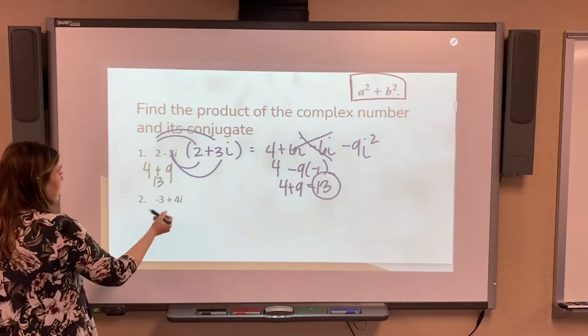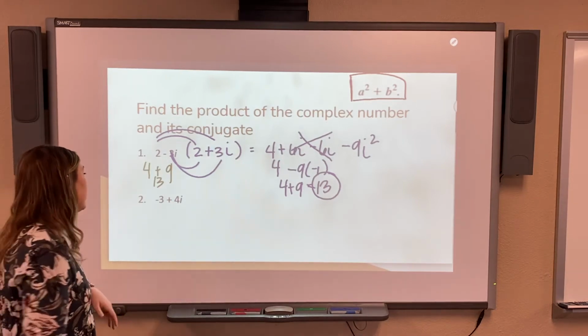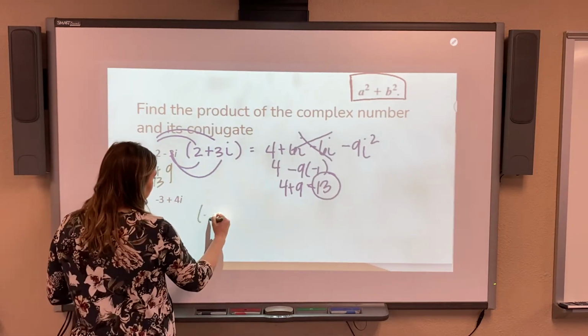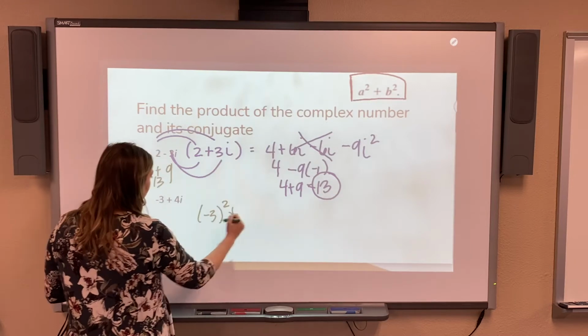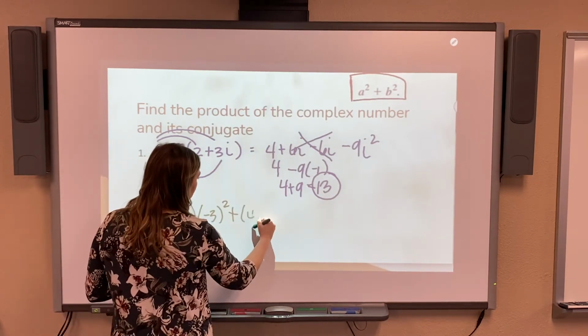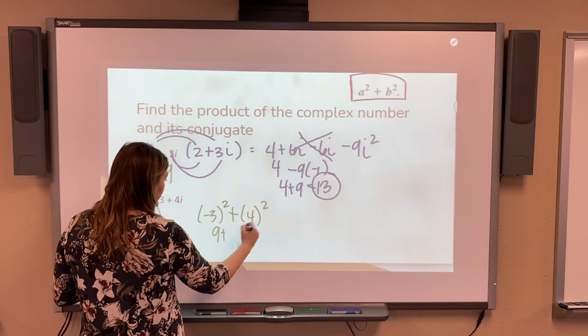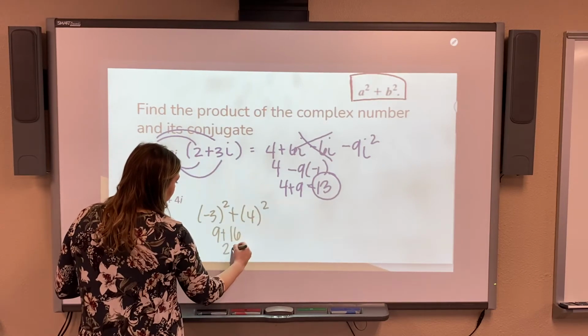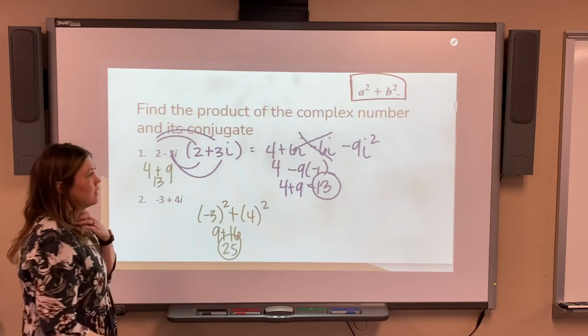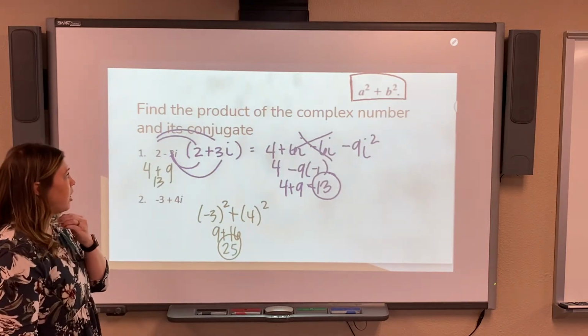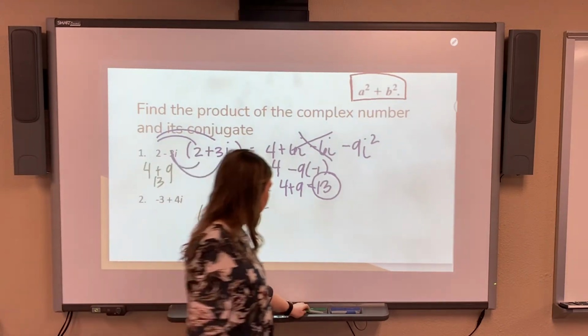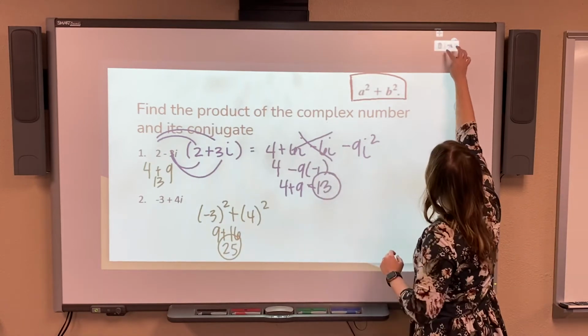So if we look at number 2, if we do our shortcut, we do our a squared, which is negative 3 squared, plus our b squared, which is 4 squared. Okay, negative 3 squared is 9, plus 4 squared is 16, that would equal 25. Okay, and so that's how you can find the product of the complex number and its conjugate. And that will come in handy.